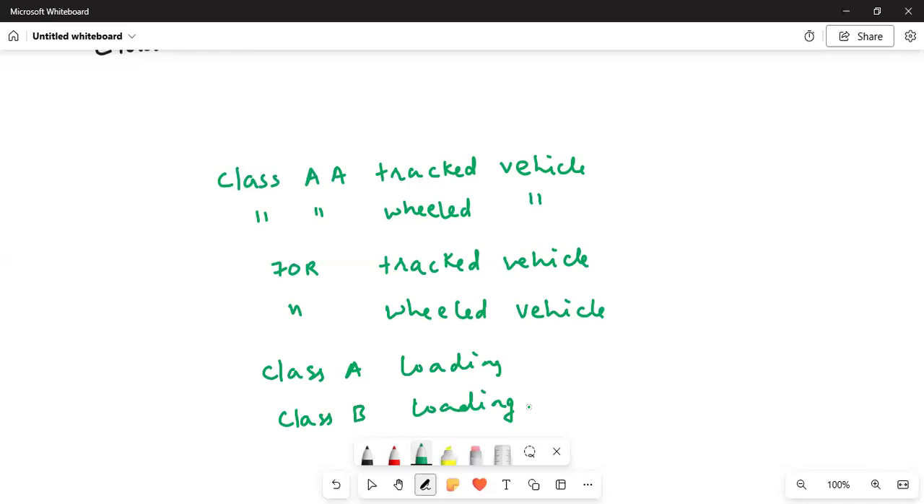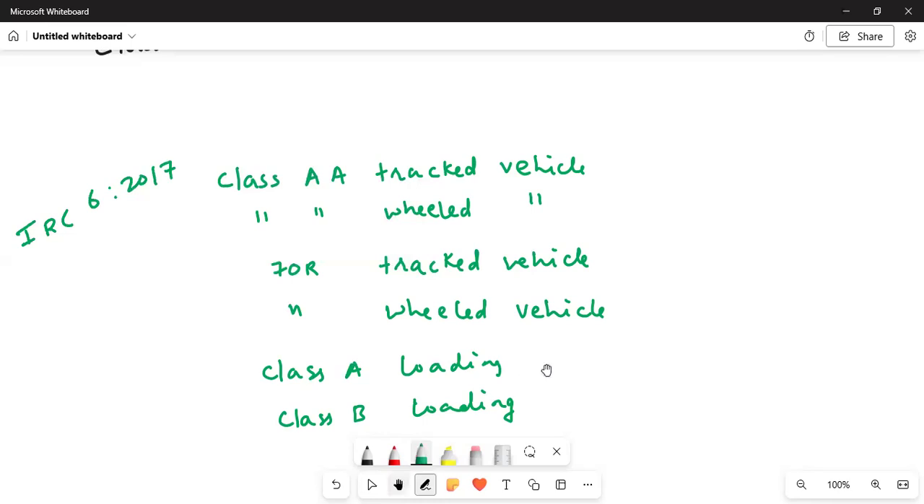When you want to design the bridges, you have to take these loadings into consideration. And this loading is given in which code? IRC 6:2017. All of you must have this code. From the next class onwards, you take the printout of this code.